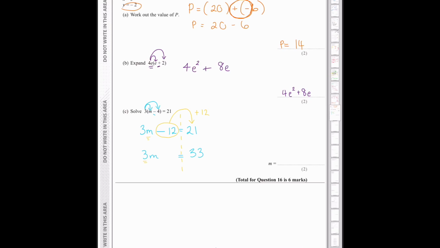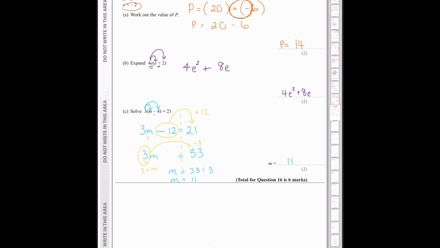To move that over the barrier, we need to do the opposite of what's happening to it. 3m means 3 times m. So in order to get rid of that 3, I need to divide by 3. So I then end up with m on this side and 33 divided by 3 on this side. Well, 33 divided by 3 is 11. So m equals 11.